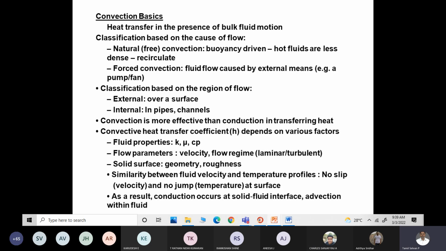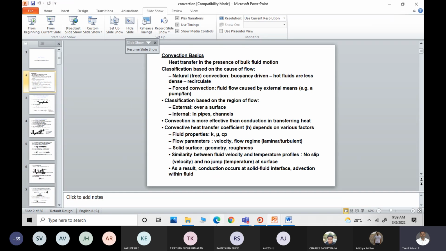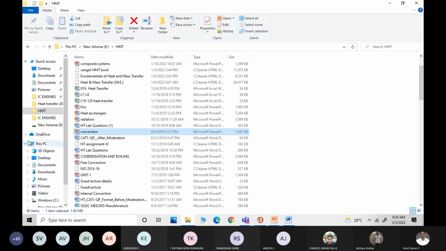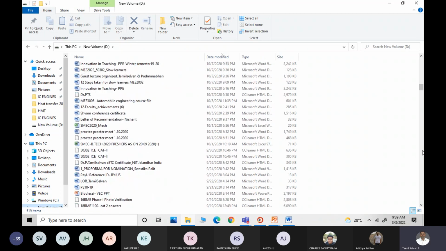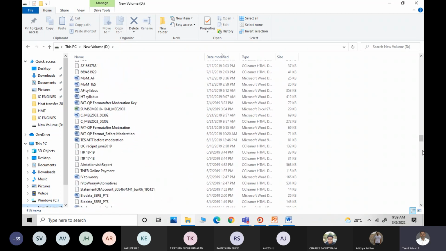Can anyone say some example for internal flow? Water cooled engines. Very good. That is the water which flows inside the engine jacket, and again the water is pumped with the help of a small pump. Even let me show some examples to you, because the practical applications are very important.